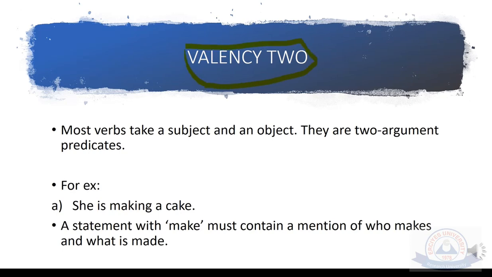Let's look at the example. She is making a cake. So the statement with make must contain a mention of who makes and what is made. So it means that we cannot use the verb make without an object actually and also a subject. So it means that this kind of sentences which is made with make verb is in the category of valency 2, which means that they have two arguments.